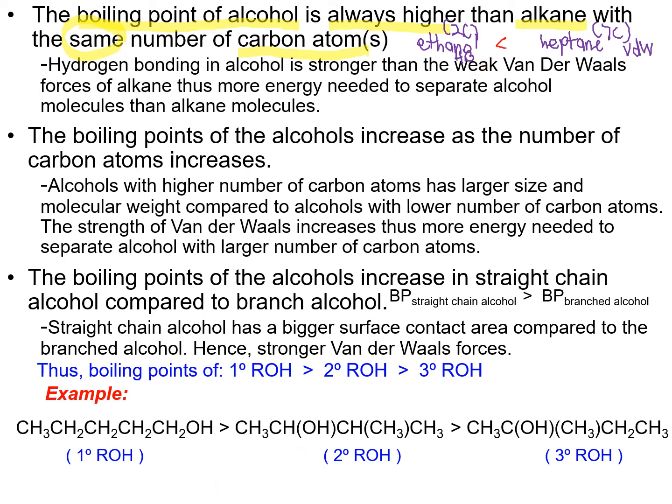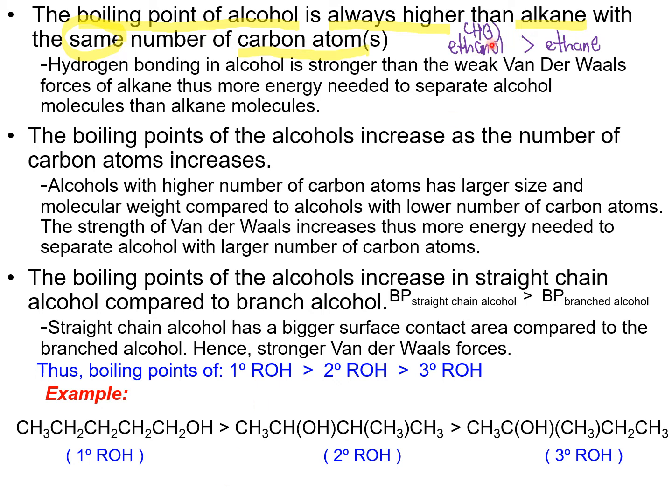Okay, tapi if you compare between ethanol dengan ethane, obviously ethanol punya boiling point akan lagi tinggi dengan ethane. Kat sini kita akan main faktor hydrogen bond.